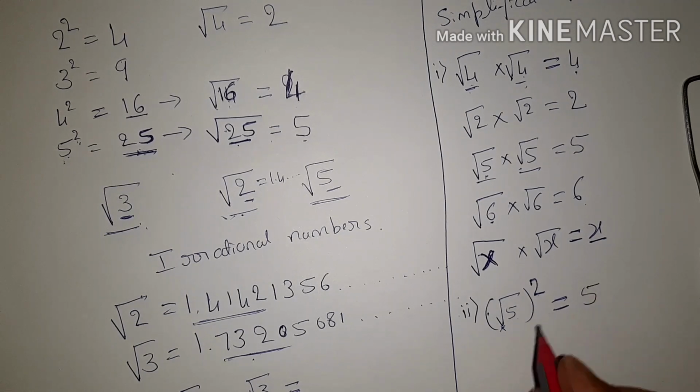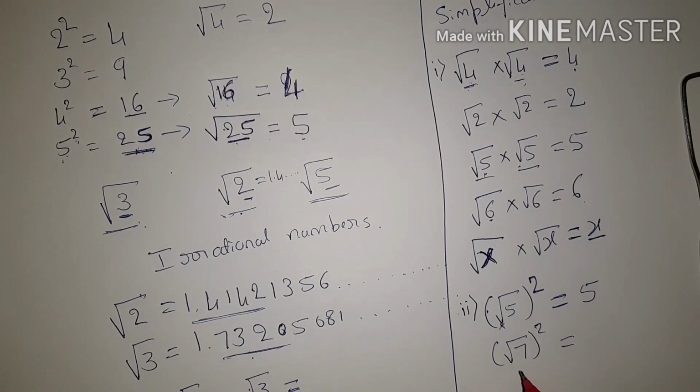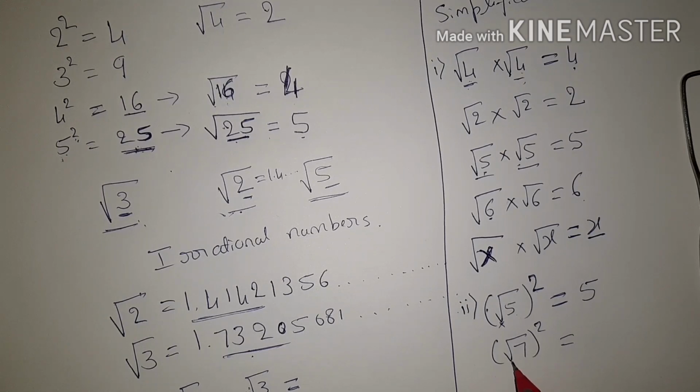Only 5. Now take square root of 7 the square. Listen to this. Square root of 7 the square. The square root will be removed by the square. What is left out? 7 here.